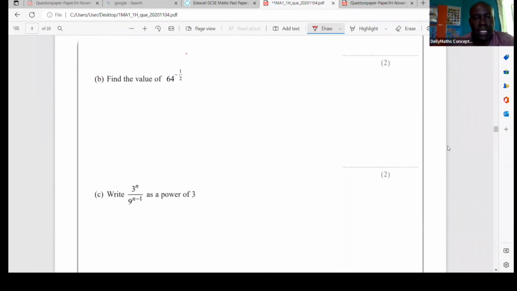We're looking at 64 to the negative a half. 64 to the negative a half can be rewritten as 1 over 64 to the half, because the negative power here is indicating inverse, and inverse is 1 over, the idea. Remember though that a half power, depending on what you want to do, is the same thing as a square root. So this is actually the same thing.